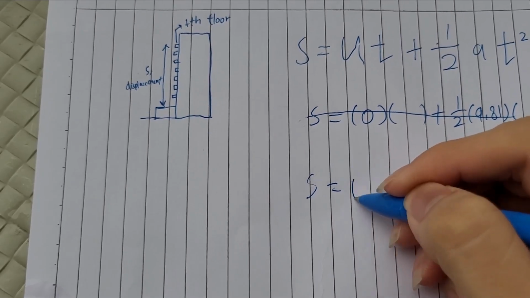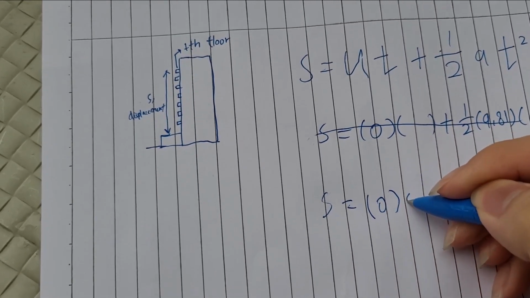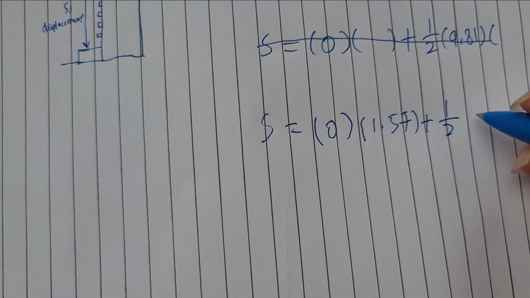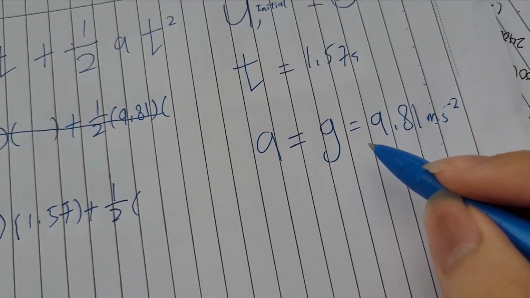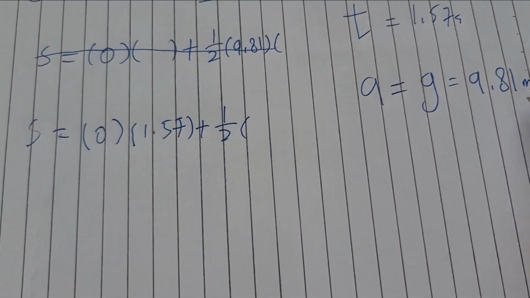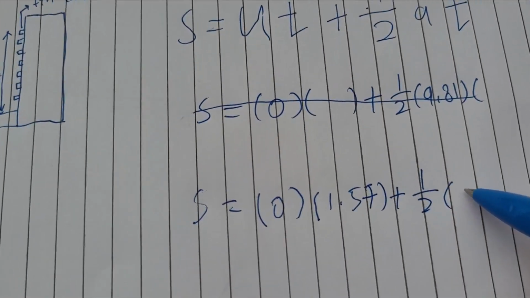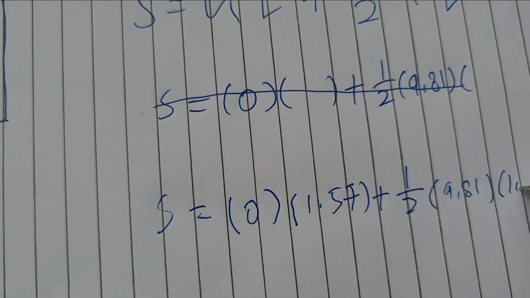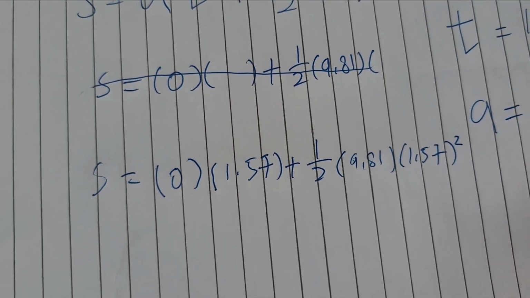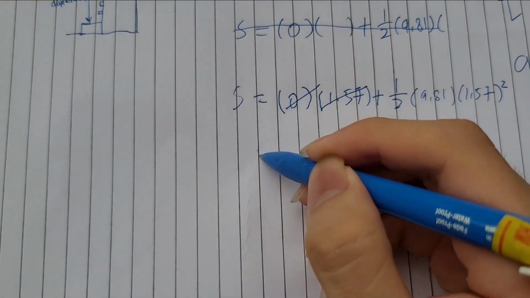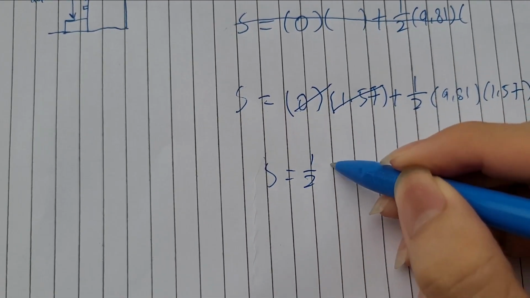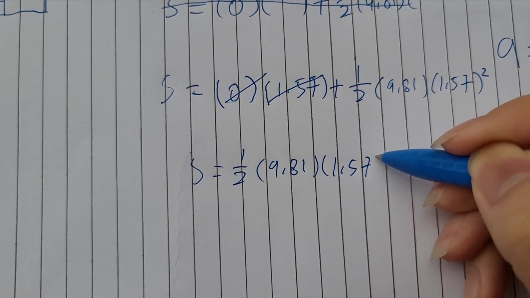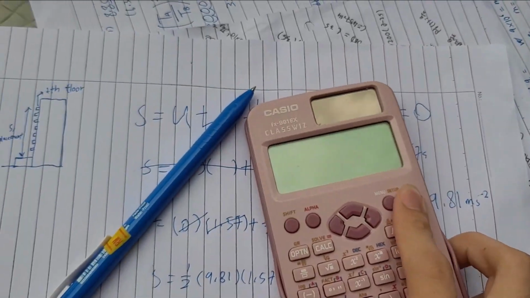S equals u, initial velocity is 0, times time 1.57, plus 1 over 2 acceleration. The ice accelerates at 9.81 meters per second squared because that's the gravitational acceleration. So 9.81 and time 1.57. Remember, there's a square here. And this is 0. S equals 1 over 2 times 9.81 times 1.57 squared. Right, let me pull out the calculator here.